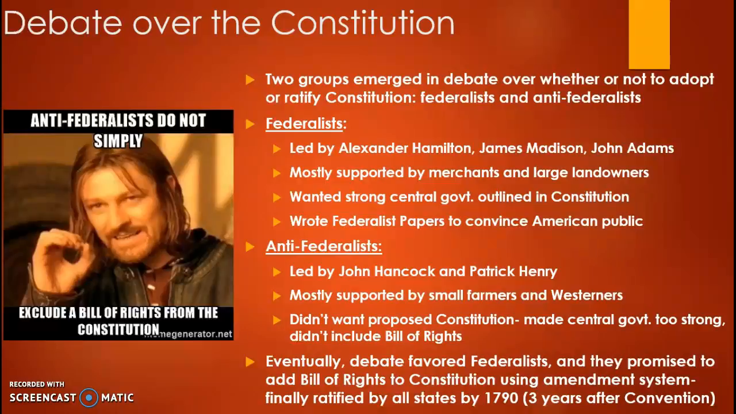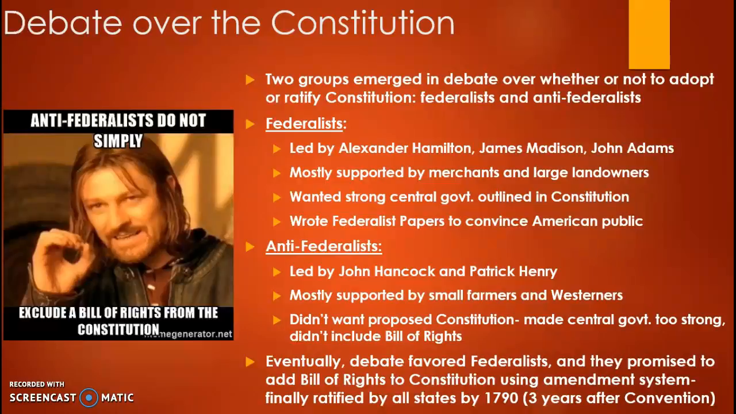However, on the other side were the Anti-Federalists, led by people like John Hancock and Patrick Henry and even Thomas Jefferson, who helped write the Constitution. But they were mostly supported by small farmers and Westerners who were suspicious of big government taking over their way of life. And they were really freaked out by the fact that the central government seemed too strong, and they didn't include a Bill of Rights in the Constitution itself, even though that was a central idea of the Declaration. So finally, eventually, after about 3 years of debate, the Federalists were starting to win out.